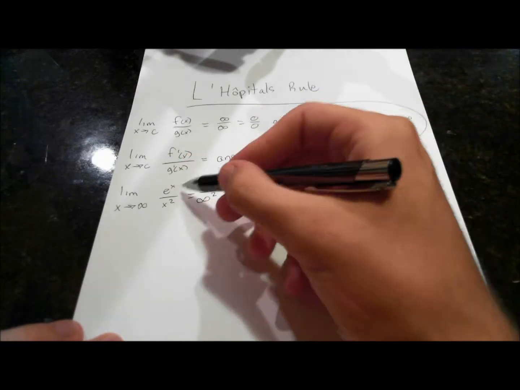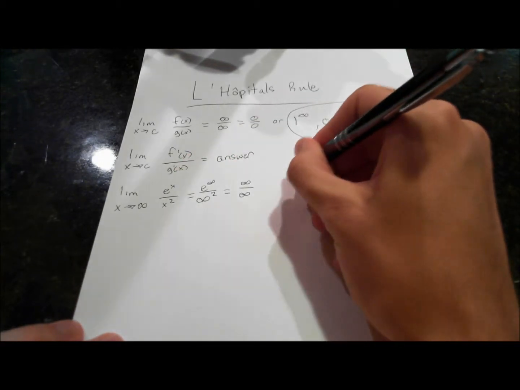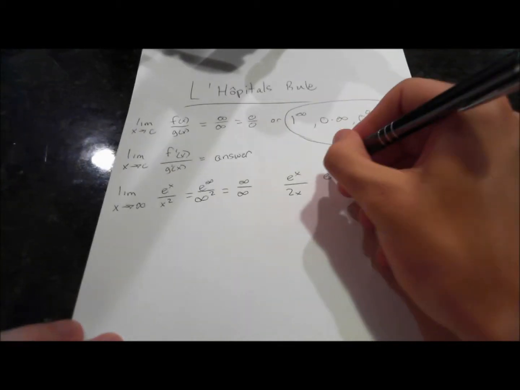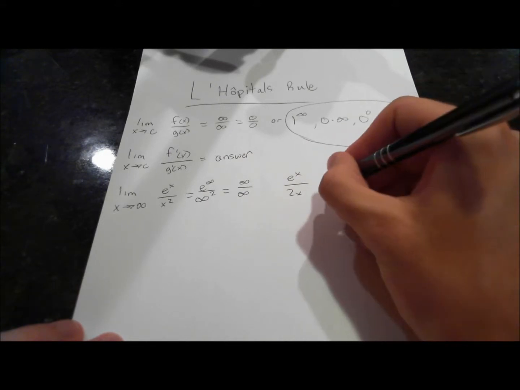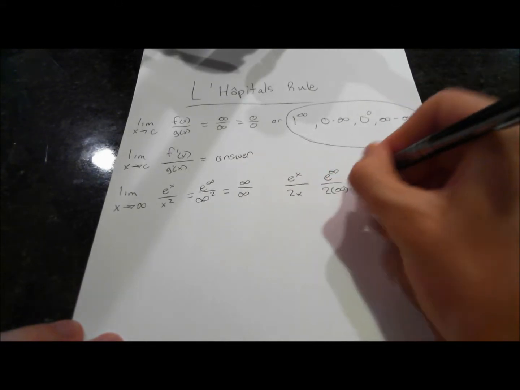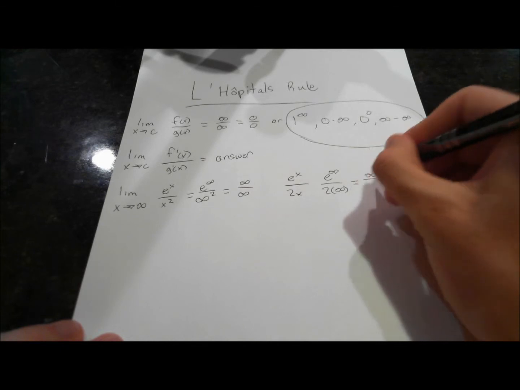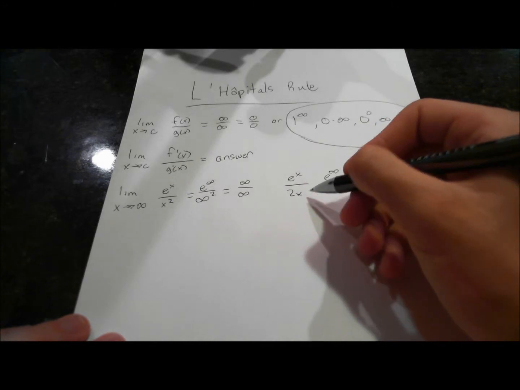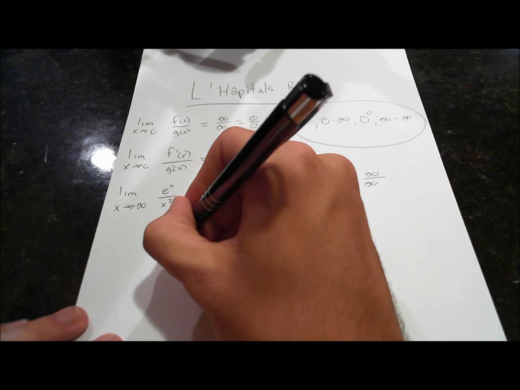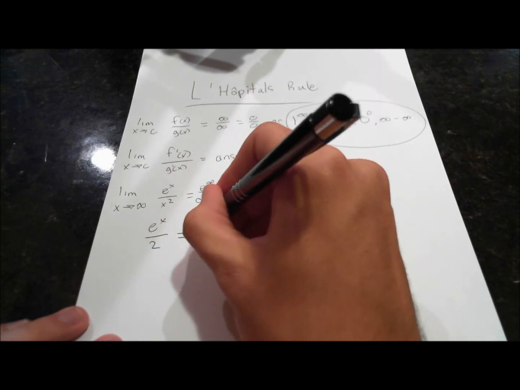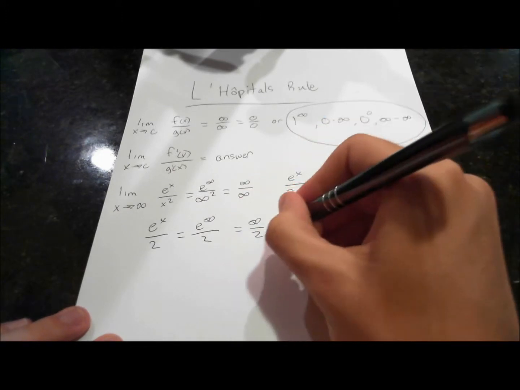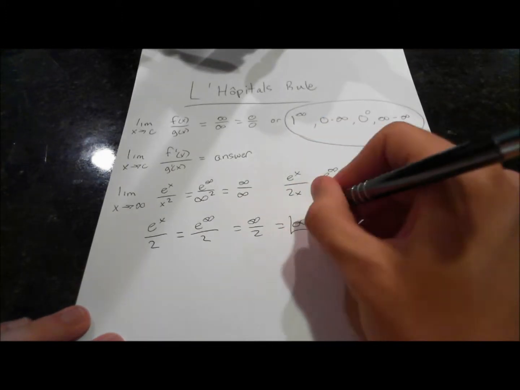So we can take the derivative of the top over the derivative of the bottom, which is e to the x over 2x, and plug in our c value, which is infinity again, which is e to the infinity over 2 times infinity, which is again infinity over infinity. So we're going to use L'Hopital's rule again, taking the derivative of the top over the derivative of the bottom of this equation, giving us e to the x over 2, which is equal to e to the infinity over 2, which is equal to infinity over 2, which is equal to infinity. And that's our answer.